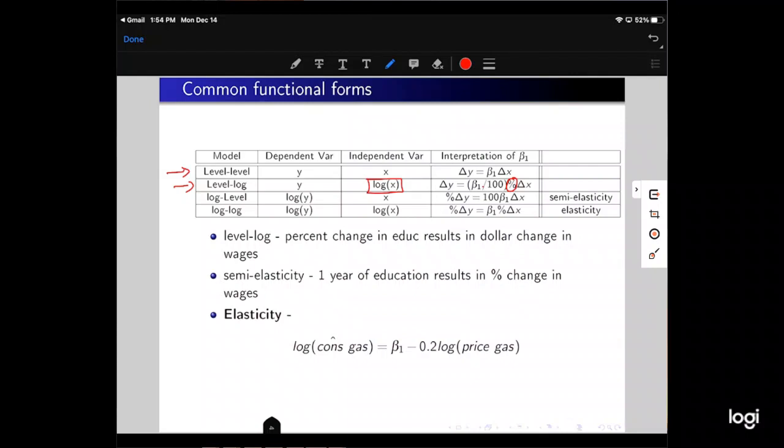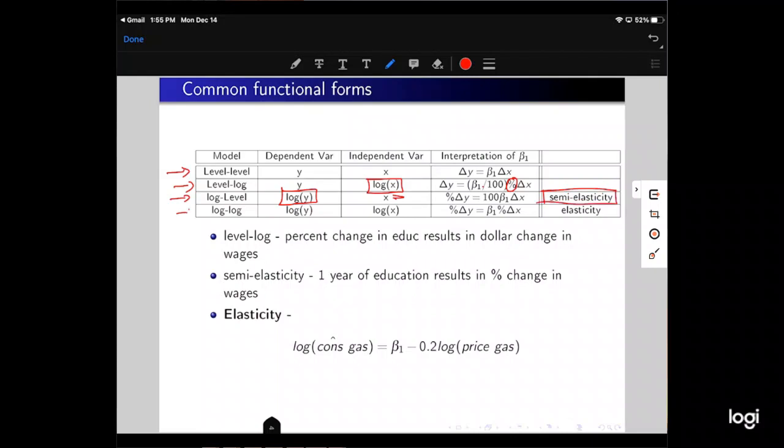We could have log level, that's the third line here. So now we're logging the y variable. This is what we did in the previous example. We're logging the y variable, but leaving the x variable as is. And so the interpretation of the beta 1 coefficient in this regression would be a 1 unit change in x causes a beta 1 times 100% change in y. And then this is called a semi-elasticity.